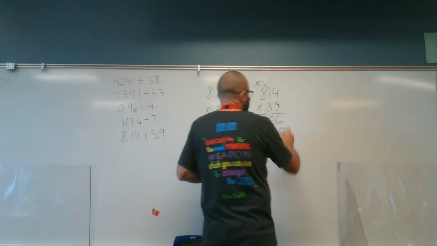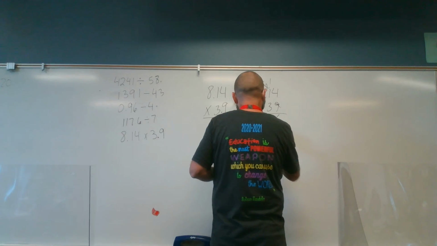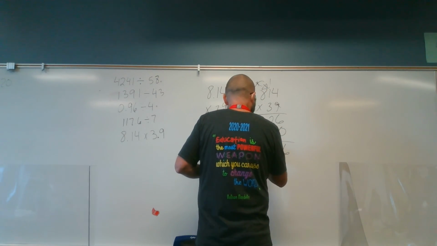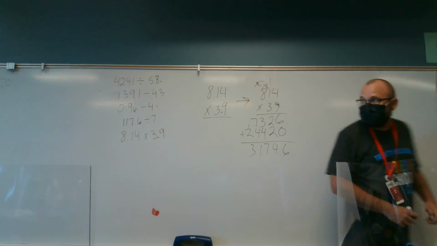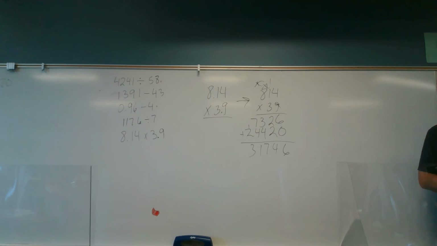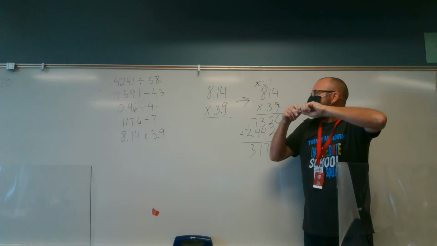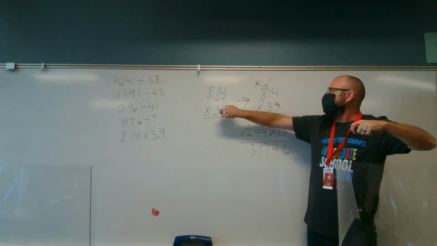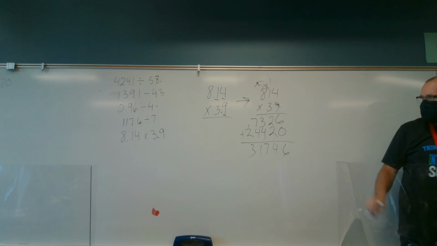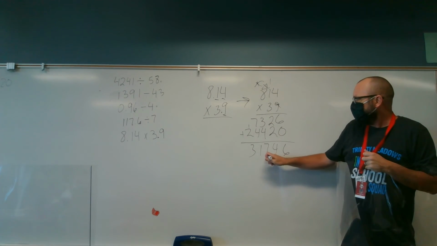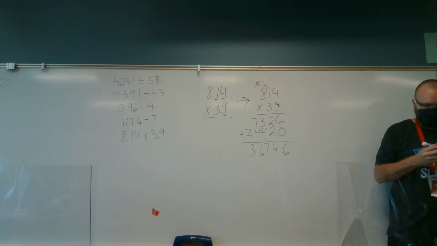Then I have to find the sum of those two products. 7, 7, 8, 9, 10, 11. Now, I should have gotten 31,746. But wait, there's more. Decimal point. I go back and I look. There's 1, 2, 3 numbers behind the decimal point of the problem. 1, 2, 3 numbers behind it in the answer.